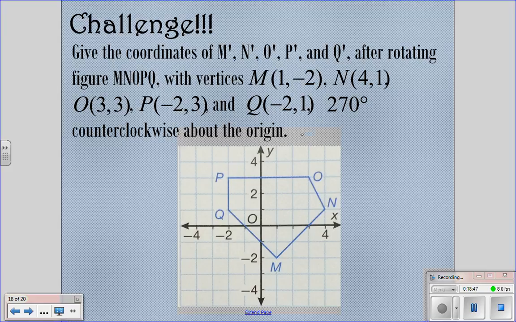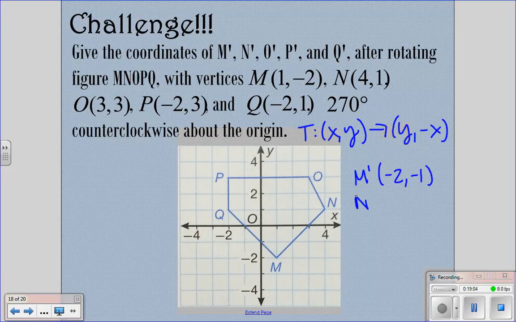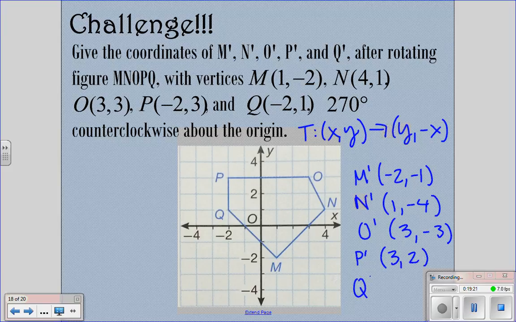So that's when we're going to use the formula to transform (x, y). We're going to go to (y, -x). So M prime is going to be (-2, -1). N prime is going to be (1, -4). O prime is going to be (3, -3). P prime is going to be (3, 2). And then Q prime is going to be (1, 2). And so that would be your answer for the challenge question.